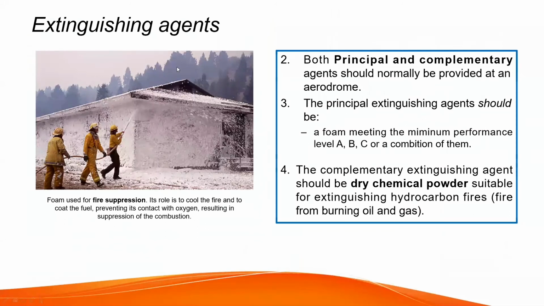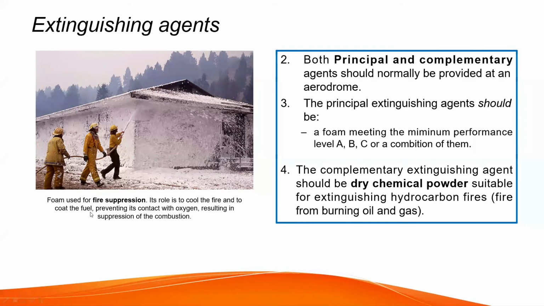So the next part is the extinguishing agent. The extinguishing agent for the AFRS mainly used is foam. It's not using normal firefighting agents, which is just water. Both principal and complementary agents should normally be provided at aerodromes. The foam is used as the principal, and the complementary is usually the dry chemical powder. That's just like a small backup, or for a small fire, so you use the complementary extinguishing agent and you don't have to use the foam.